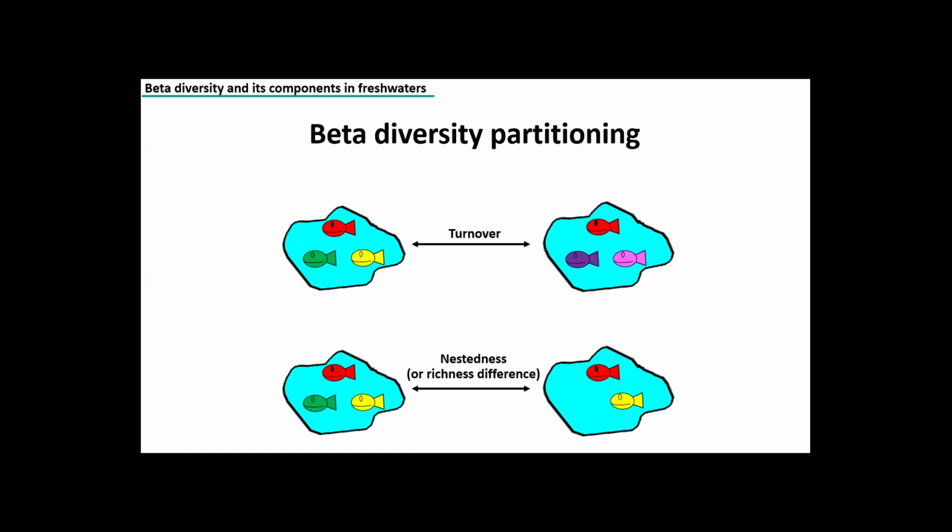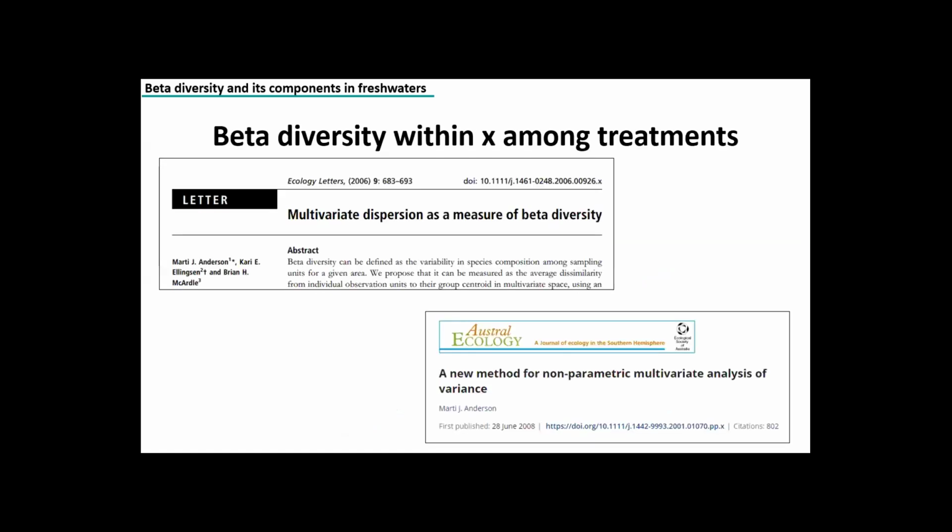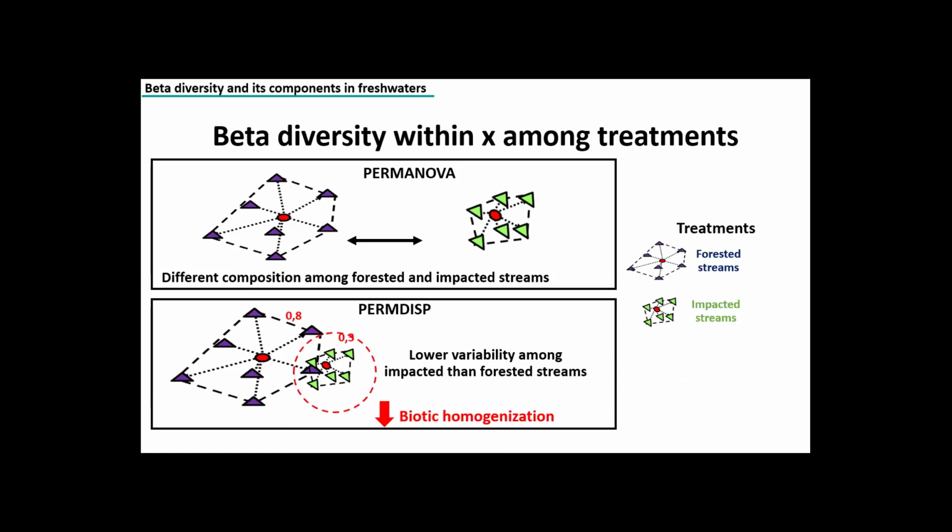So both components can influence beta diversity, and we can try to understand the mechanisms that drive beta diversity, turnover or nestedness. Also, we can calculate beta diversity within or among treatments. For example, using PERMANOVA, we can investigate if the composition of a treatment is different from another.